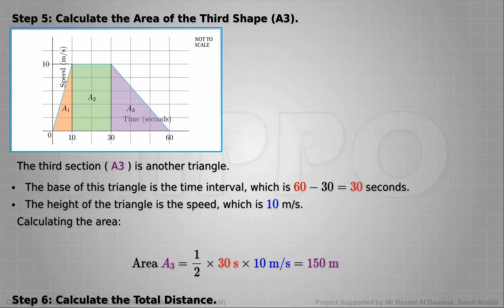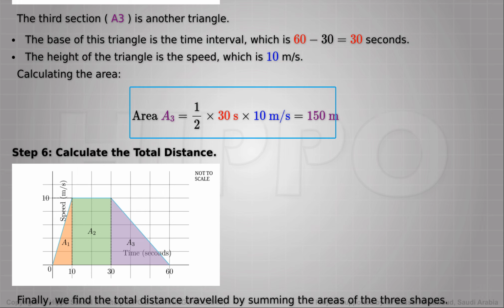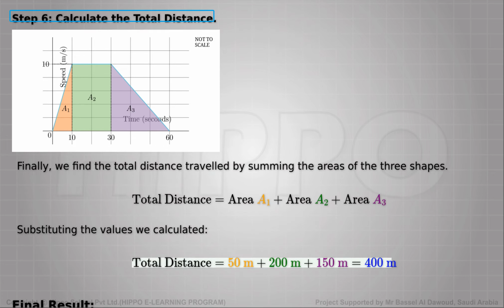Just like before, we use the formula 1/2 times base times height. The base of this triangle is the time interval from 30 to 60 seconds, so its length is 60 minus 30, which is 30. The height is still 10 meters per second. So we calculate 1/2 times 30 times 10, which gives us 150 meters. We've done it! We have the distance for all 3 parts of the journey. A1 is 50 meters, A2 is 200 meters, and A3 is 150 meters.